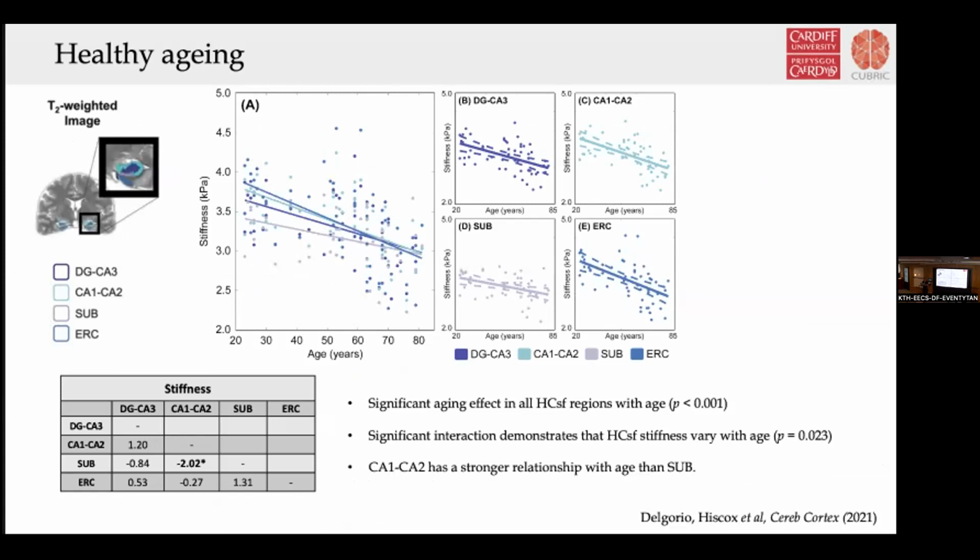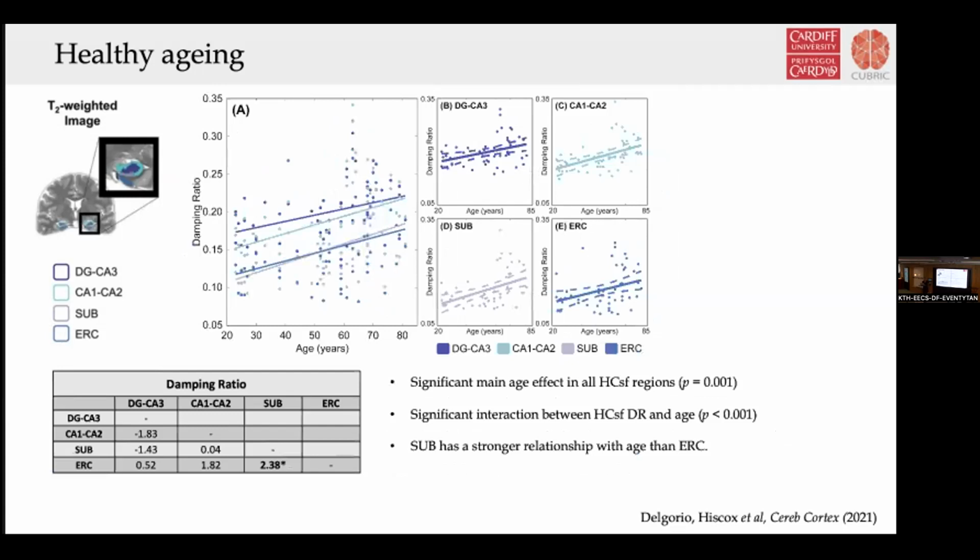So first of all, we were able to show that the subfields had distinct mechanical properties, which is in line with the fact that we know that they are distinct cyto-architecturally. And we also demonstrated the subfields soften with age, but they actually appear to soften at a different rate. So, for example, the CA1 region has a stronger relationship with age than the spiculum.